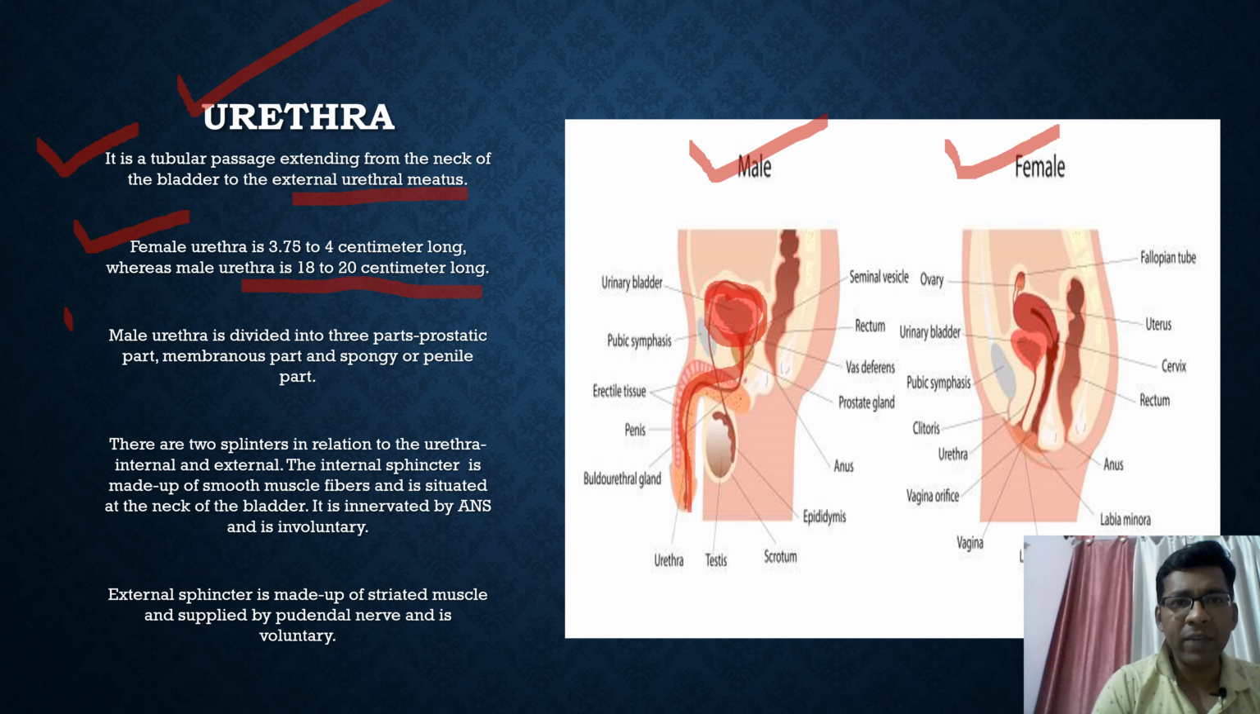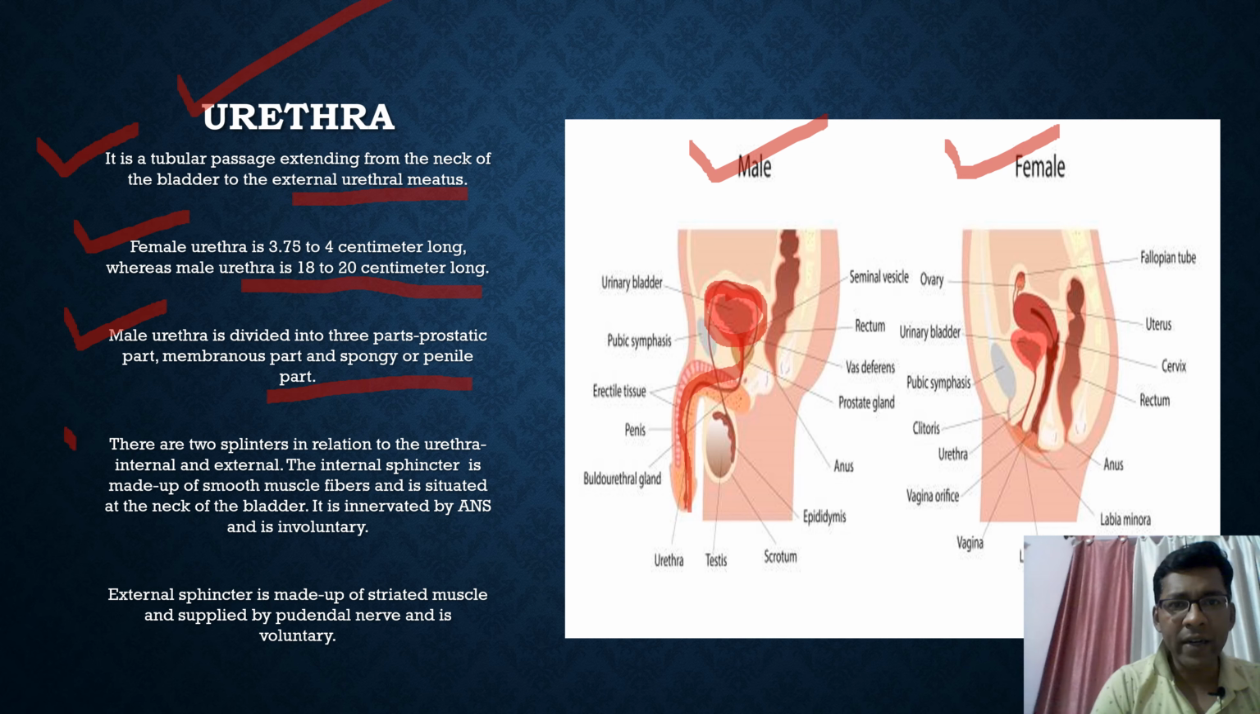Male urethra is divided into three parts. Very important line from the anatomical perspective. The three parts are the prostatic part, membranous part, and spongy or penile part. These are the parts of the male urethra.